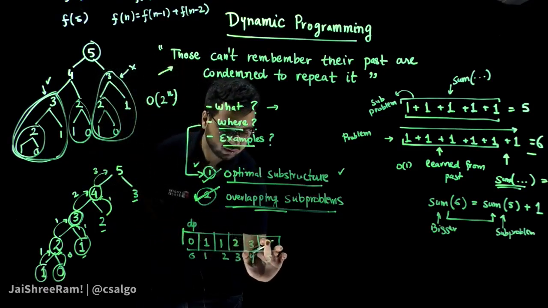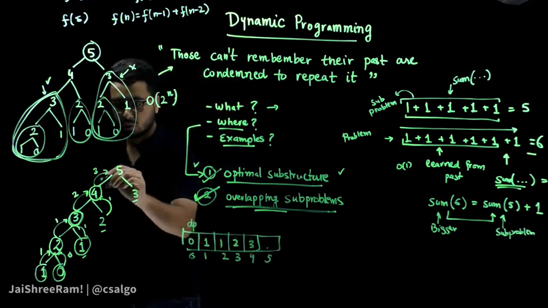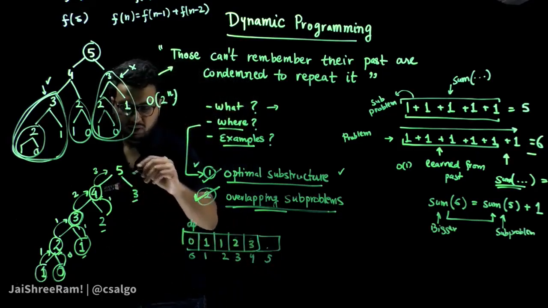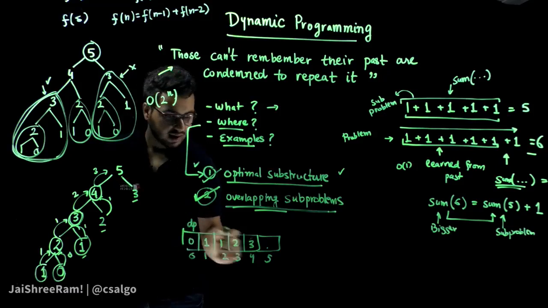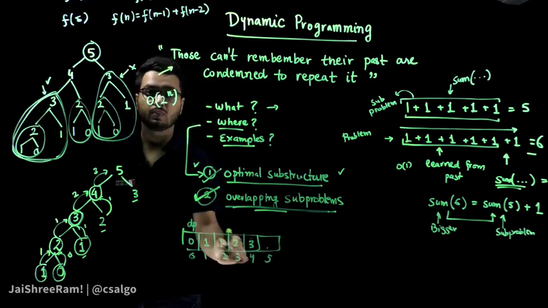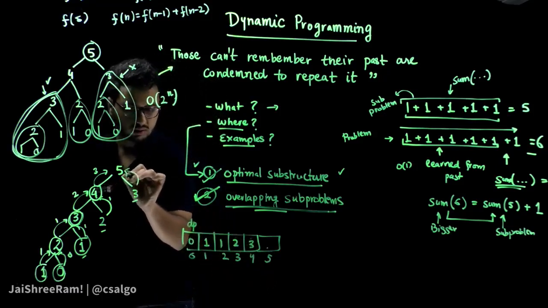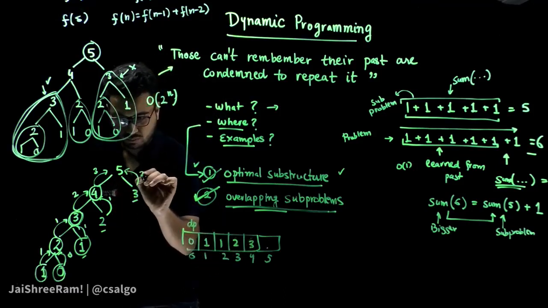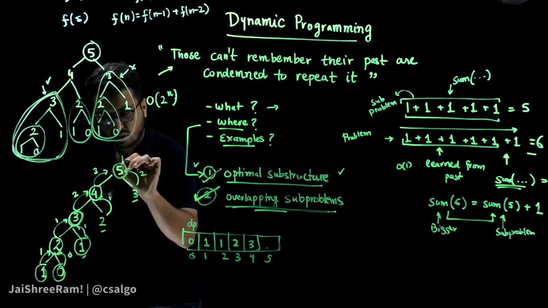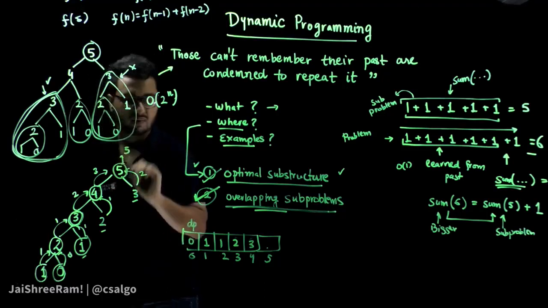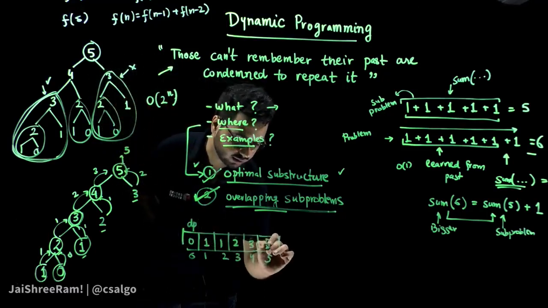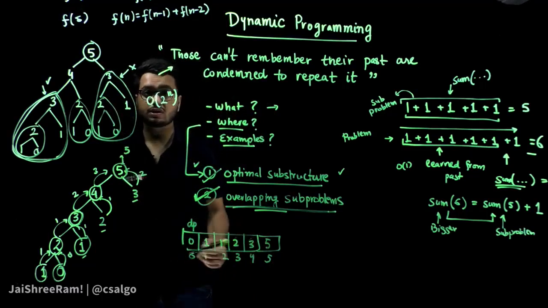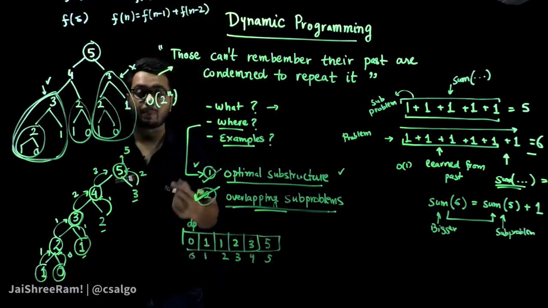And at fib of 5 you are going to make a call on 4, and from here you are going to make a call on 3, and you can see that 3 is already computed, so you just return what? Fib of 3, which is 2. So fib of 5 is now 3 plus 2, which is 5, and you store your answer here. So this is how you are going to apply DP, right?